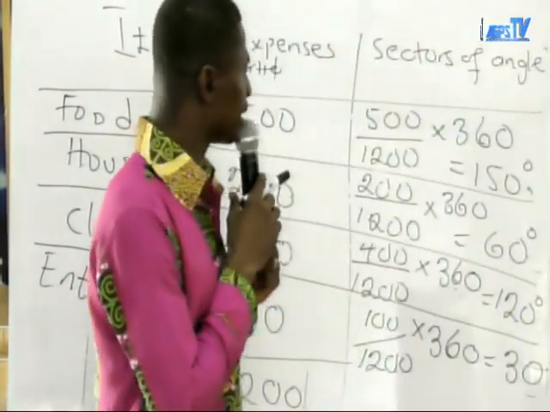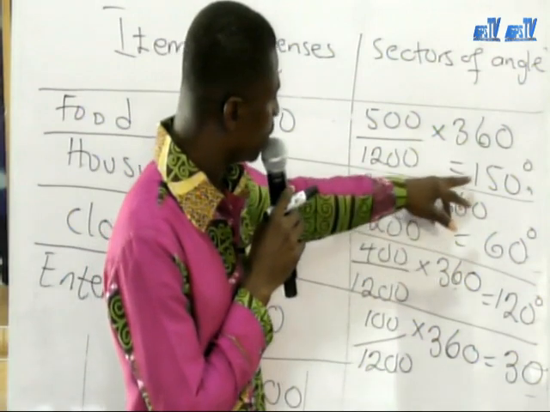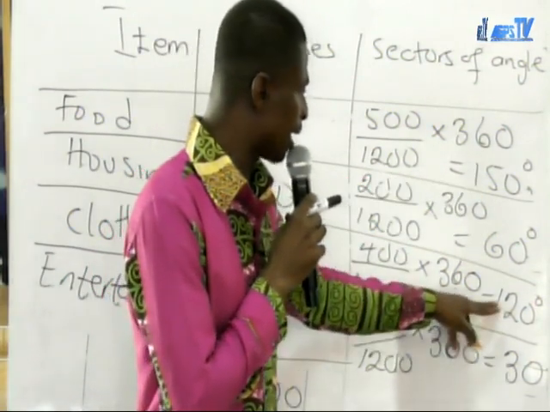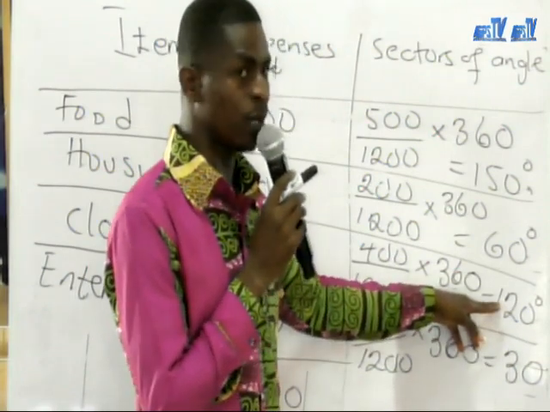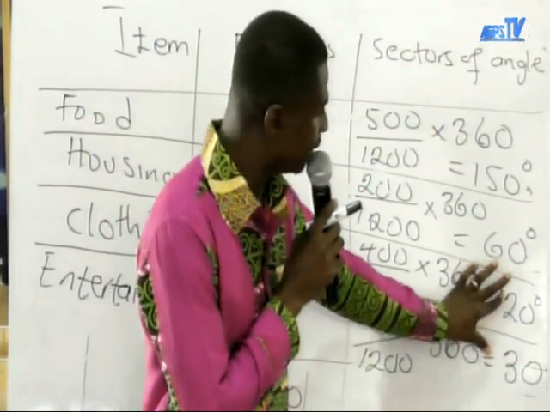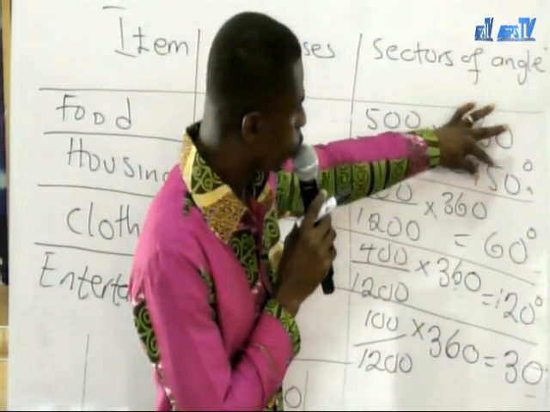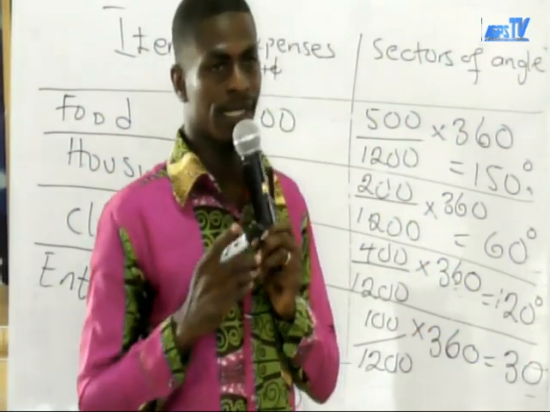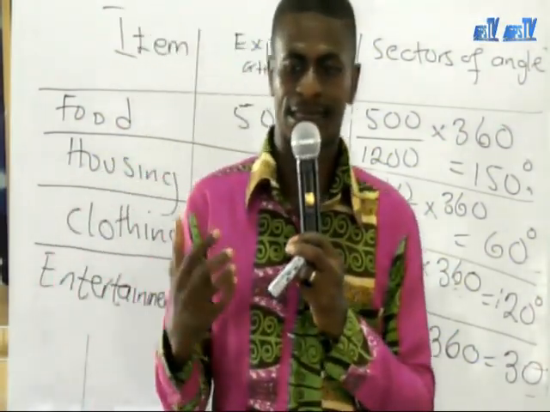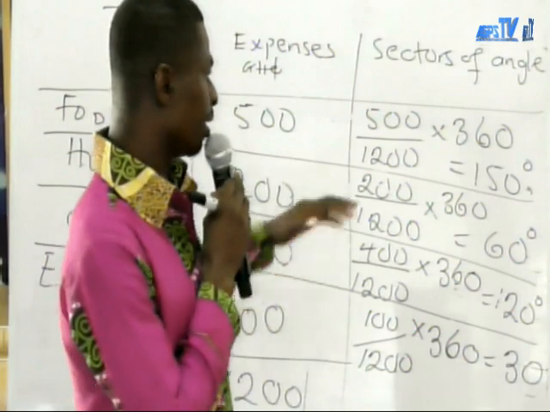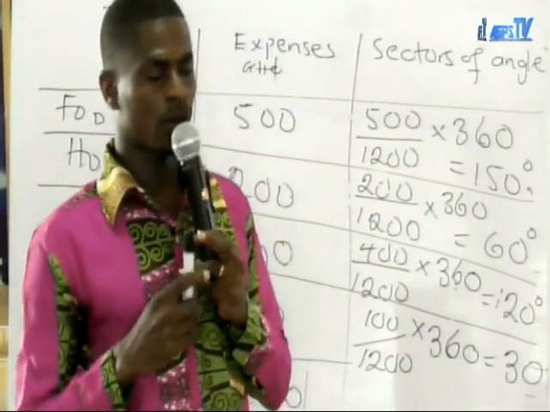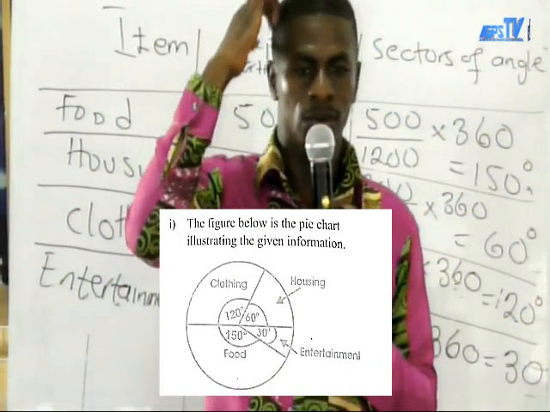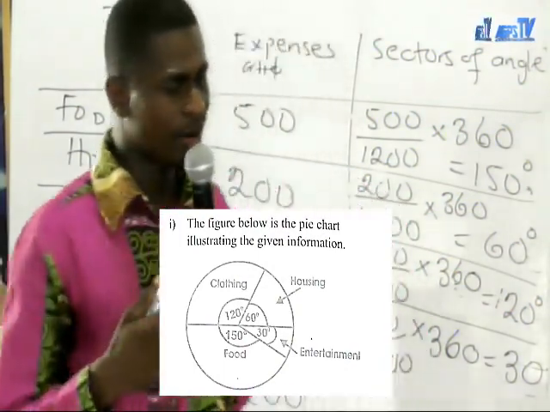And so when we add them, we have 150, then 30, and then 120 also gives you 150. So this is 150, this is 150. So the 2 gives 300, and plus 60 gives 360. And so when we add the sectors and they are 360, then we are sure that our calculation is correct. And then this is how the diagram also looks.